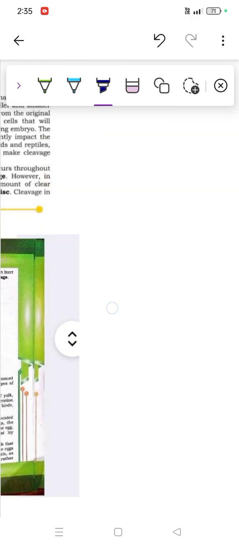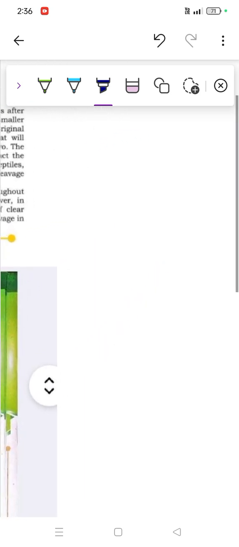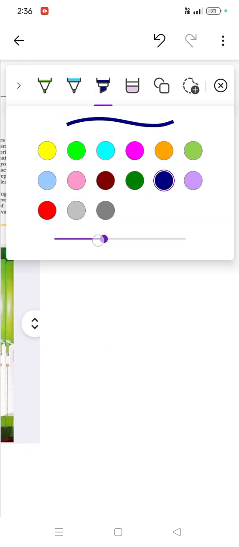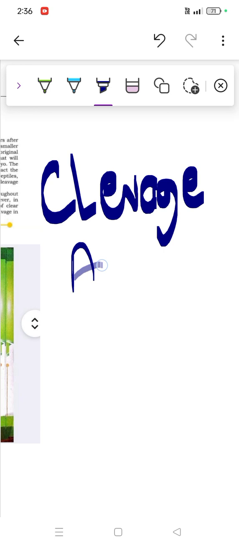So we were discussing the new chapter, which was development and aging. The last two videos covered fertilization and the intro of that chapter. Today we are going to see cleavage and egg types. So let's see. Here comes the cleavage, and we'll also discuss egg types.